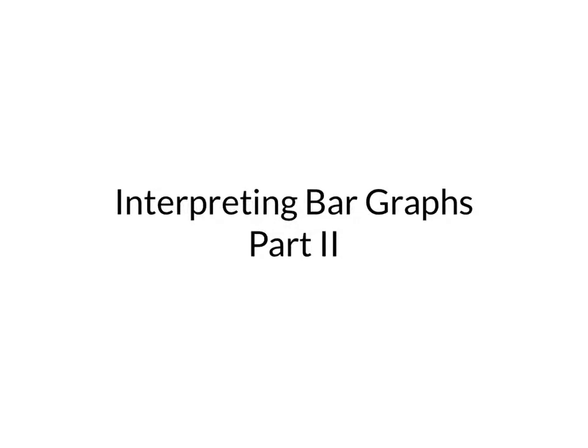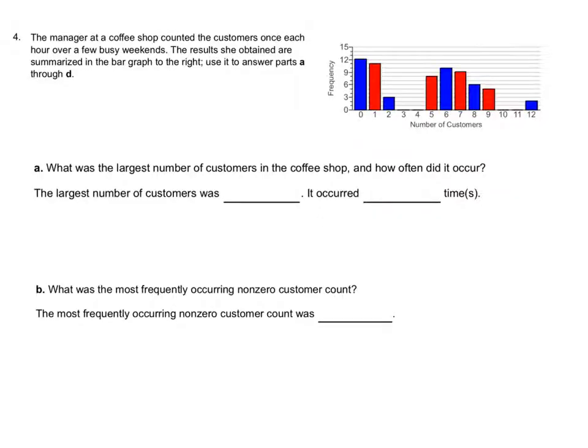Interpreting Bar Graphs Part 2. The manager at a coffee shop counted the customers once each hour over a few busy weekends. The results she obtained are summarized in the graph to the right. Use it to answer parts A through D.